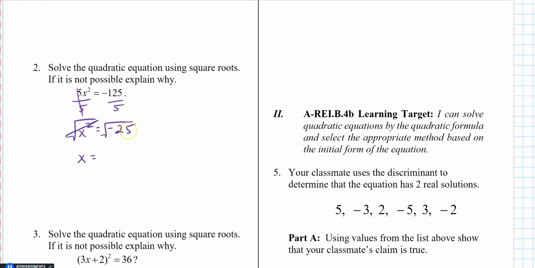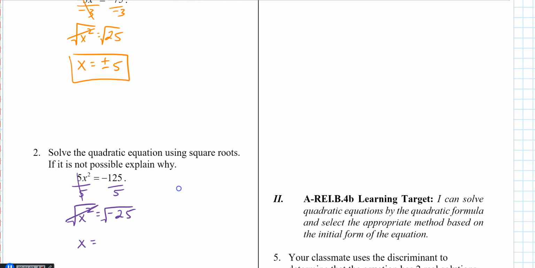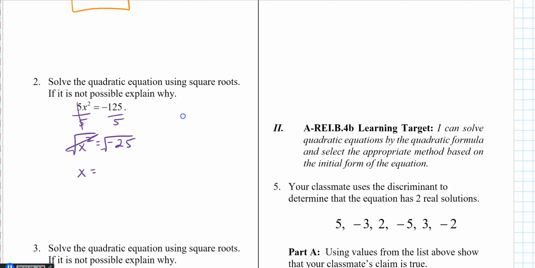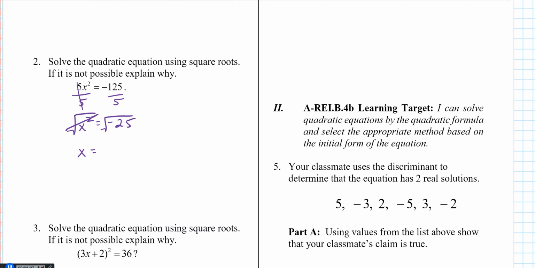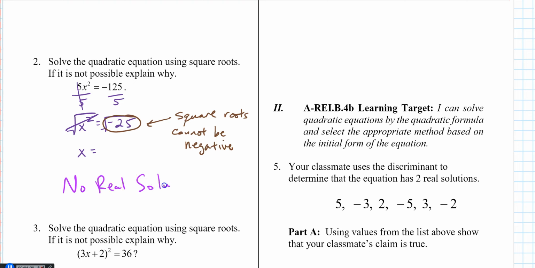Now, if we try to take the square root of that, we know that up above it was positive or negative 5 because it was a positive square root. But this time, because we have a negative under the square root, and we know that square roots cannot be negative, it means that there's no possible real solution to this. So our answer is no real solution.